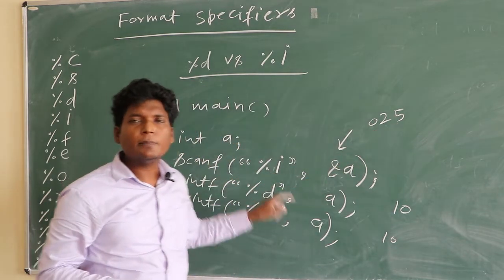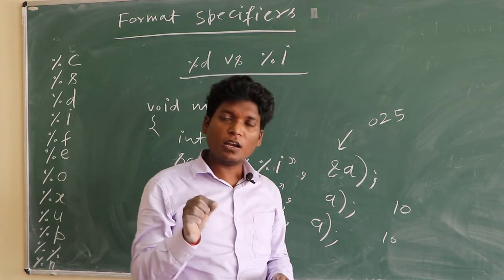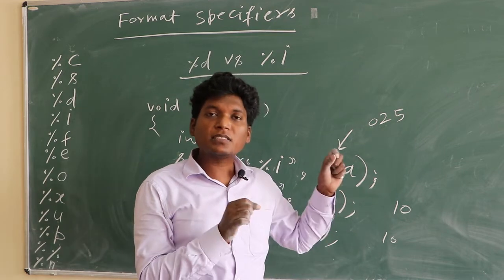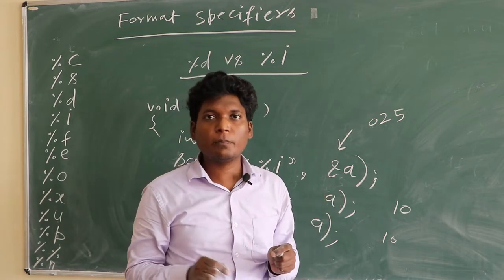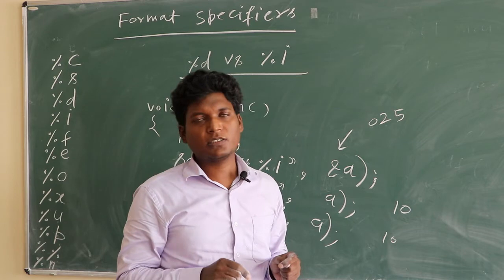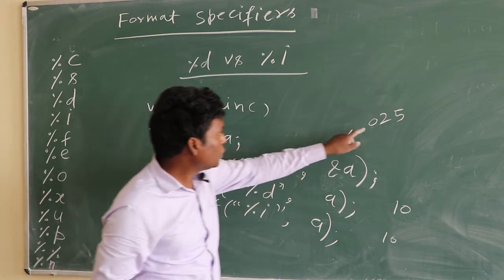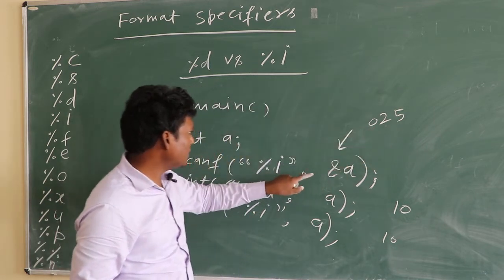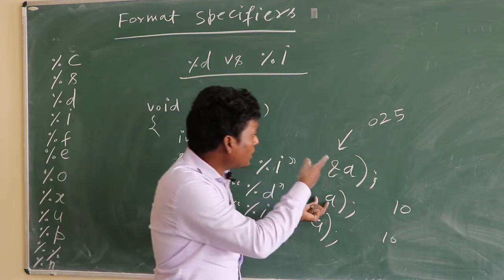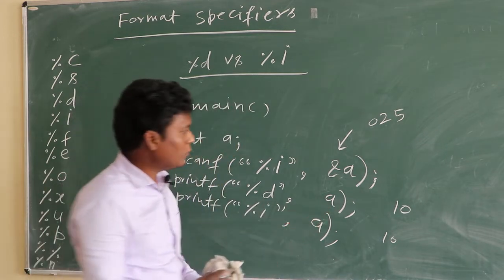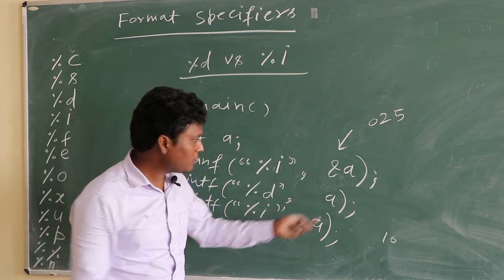And here is %i. %i can take input in any number system, but prints only in the decimal number system. Whereas %d can take an integer value only in the decimal number system and prints in the decimal number system, a signed decimal number. So class, here 025 is an octal number, this octal number is received as it is, 025, but %d prints this octal number as its equivalent decimal number, because %d prints in the decimal number system.